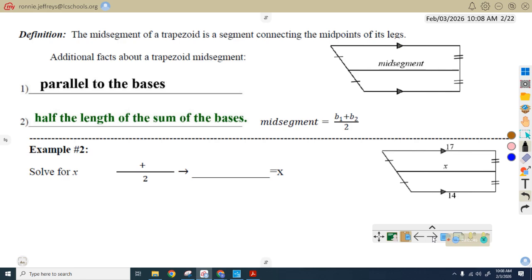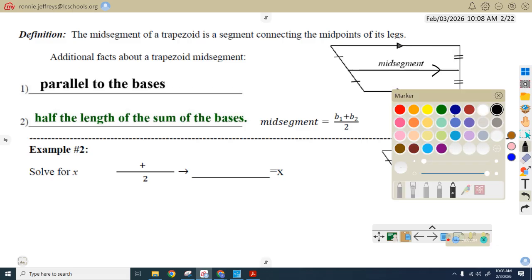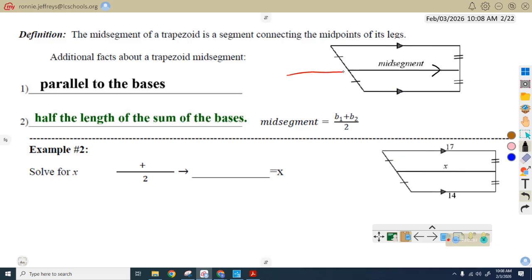So, the mid-segment is basically like cutting it in half horizontally. It's parallel to the bases, so this little arrow triangle thing is there. And some people have called this the equator, since it cuts it in half that way, kind of like on the globe, unless you're a flat earth person and you don't believe a globe exists.